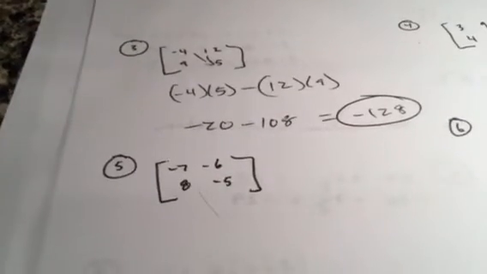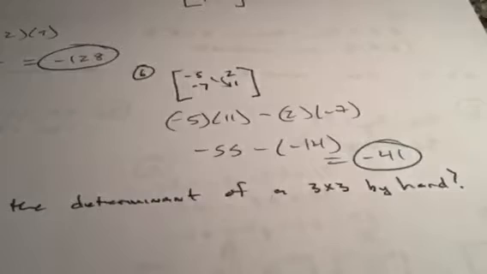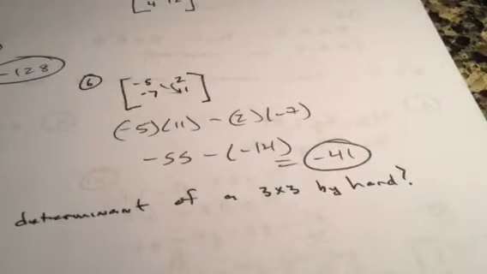Number 3, the determinant's just the difference of the cross products for a 2 by 2. That shouldn't be too hard to remember. -5 times 11 minus 2 times the -7. Probably don't want to do that one by hand. Instead, use the calculator. Next page I'm going to show you is page 8.